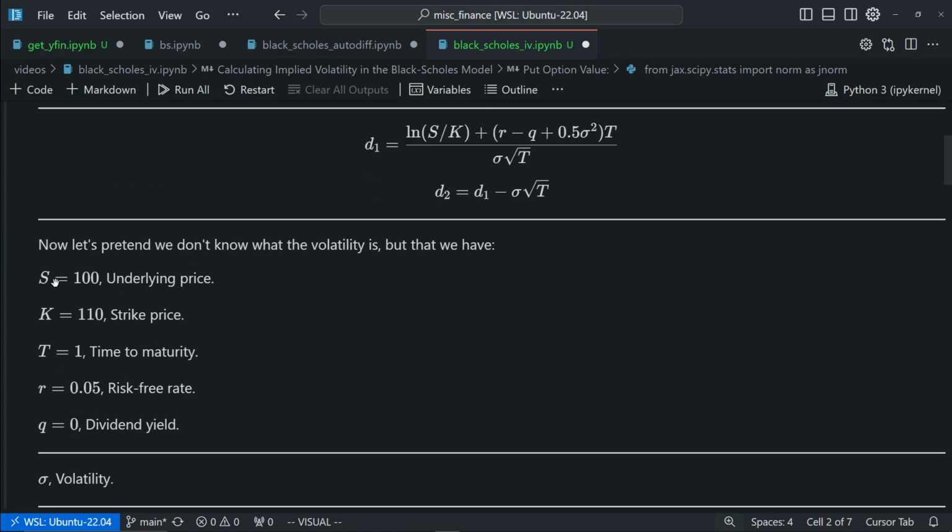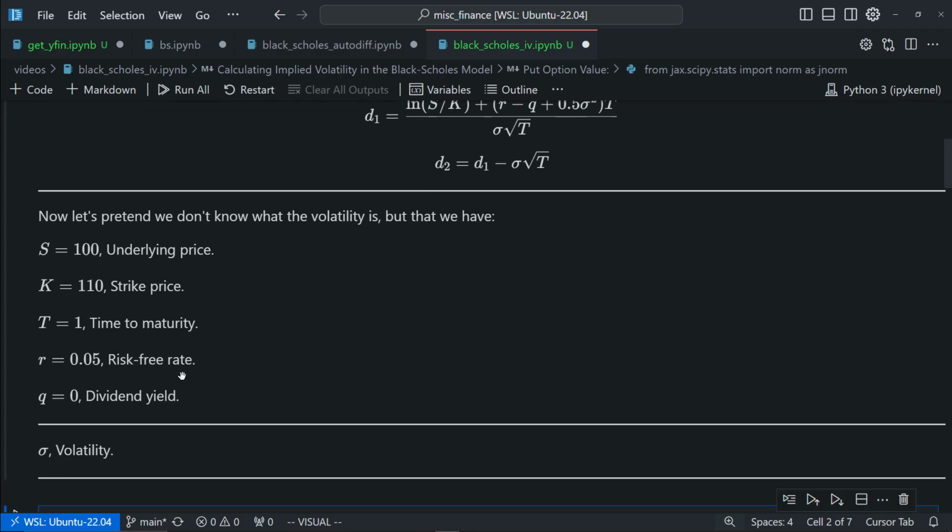You have S, the price of the underlying for the option. So if it's a Tesla call option, S is just the price of Tesla stock. K is the strike price. If it's a $140 put, K would be 140. T is the time to maturity in years. So if it's 6 months out, it would be 0.5. If it's 1 year out, it would be 1.0. R is the risk-free rate. This is the return you can expect on your investment while assuming little to no risk, and it's usually pinned to something like a U.S. Treasury bill.